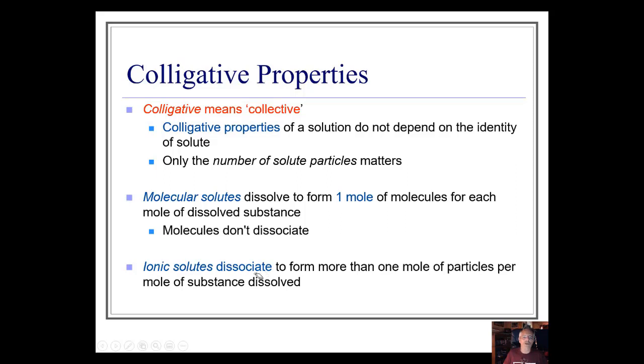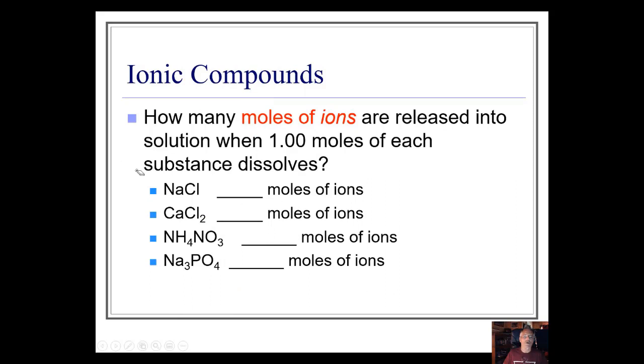Ionic solutes dissociate based on their formulas and the number of ions to form the number of moles of particles of the substance dissolved, and we're going to go over that. So ionic solutes dissociate, so they'll always form more than 1 mole of particles per mole of substance dissolved if they dissolve. Ionic compounds dissociate. So take a look here.